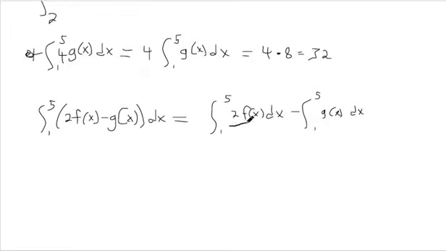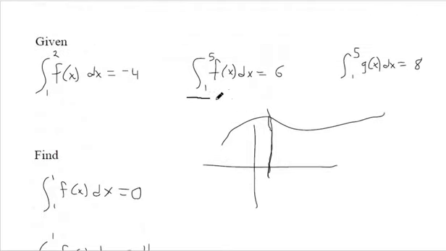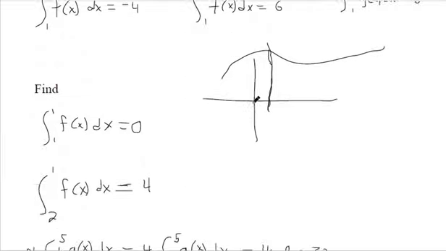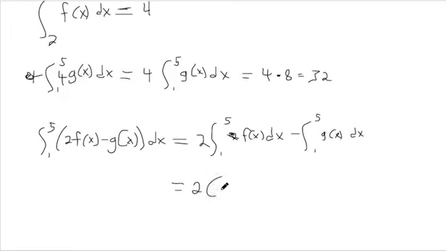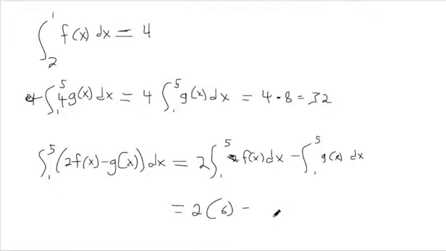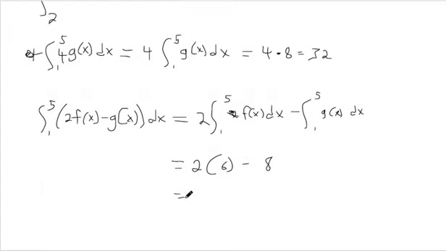Okay, and then this one we know what to do. The 2 can move out front like we just did in the last problem. And the integral from 1 to 5 of f of x, that's something they gave us. The integral from 1 to 5 of f of x is equal to 6. So this is 2 times 6 minus, this one's going to be 8. So that's 12 minus 8, that equals 4.